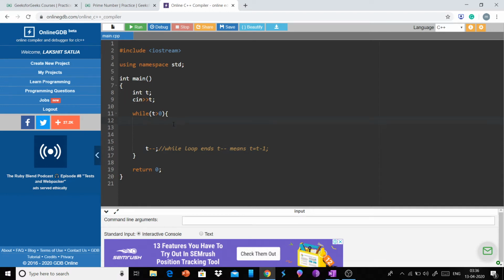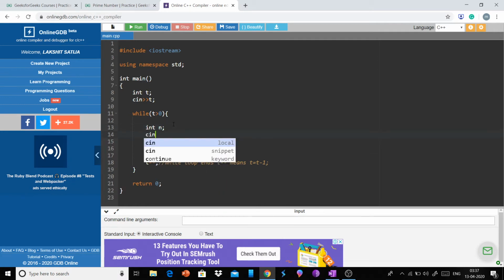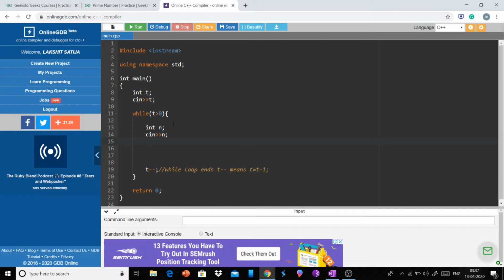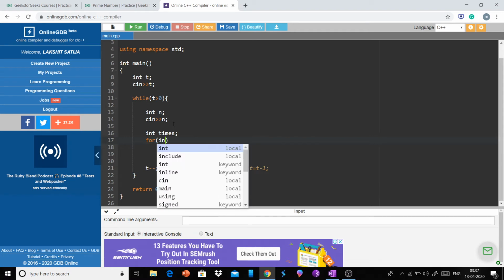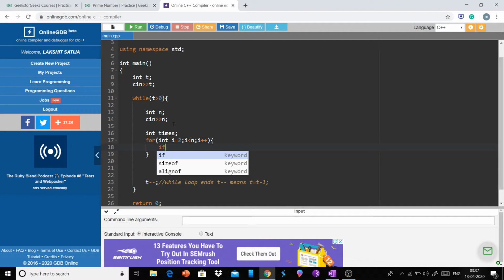So now we will declare an integer n and we will take input n, right? Now we have to check whether this is prime or not. So now let us declare an integer times, right? I will discuss the concept of why we have declared integer times here. So what we will do is for integer i equal to 2, i less than n, i plus plus. Let me write it first and we will discuss what it means.